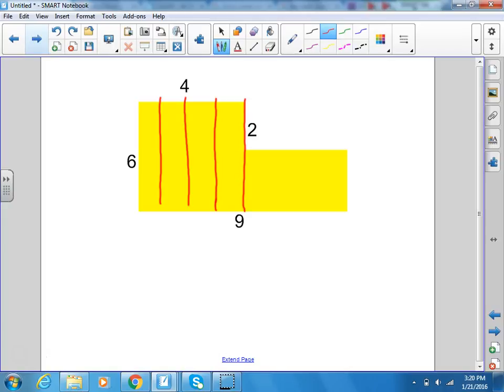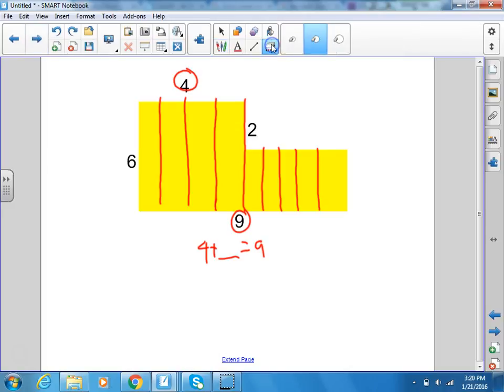If this is 4 and this is 9, how many do I have left in order to have 9? That means 4 plus what number equals 9? I need to have 5 more. So 1, 2, 3, 1, 2, 3, 4, 5. Now I have my 5 columns.